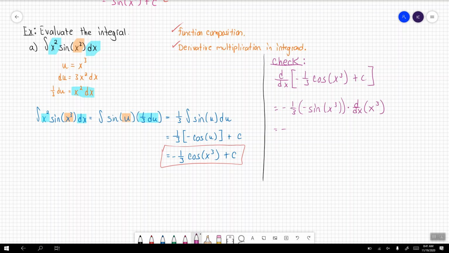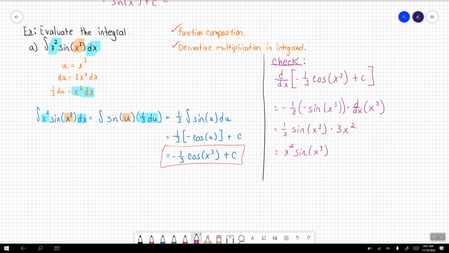So we have negative times a negative, that's positive. So we have 1/3 multiplied by sine of x cubed multiplied by 3x squared. Notice the 3's will simplify, they're going to cancel, and we're going to be left with x squared multiplied by sine of x cubed. And that is your integrand.